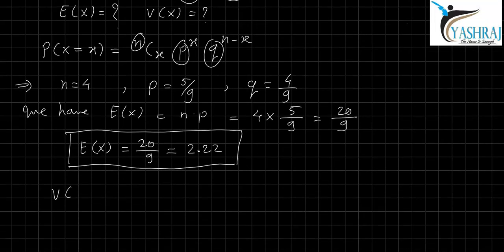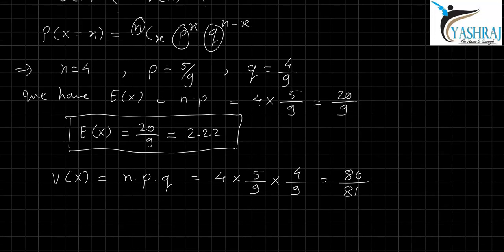Now for evaluating variance of random variable capital X, we have the formula npq, where n equals 4, p equals 5 by 9 and q equals 4 by 9. So 5 4s are 20, 20 4s are 80, and 9 9s are 81. So we might get variance of random variable capital X is 80 divided by 81. If you want to convert this rational number in terms of decimal, try to divide 80 by 81.